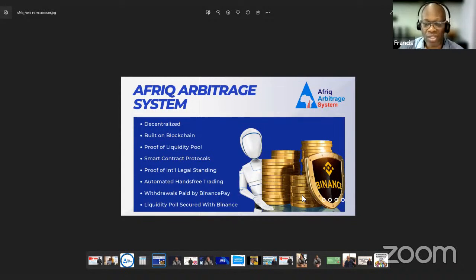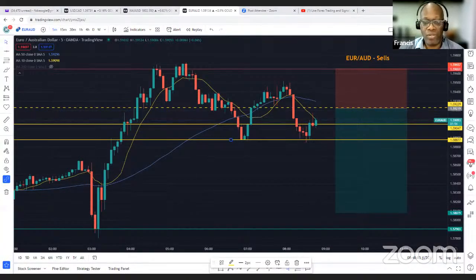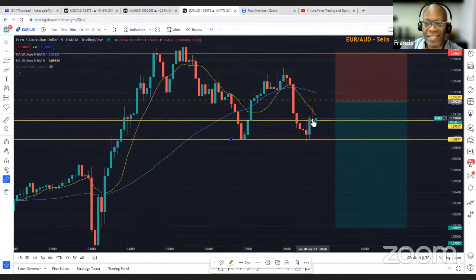Okay, let's go back to our chart. Okay, so we see the price has come back into that space, and we see from the last candle there is some kind of rejection. It's failing to go too far. So let's just see what happens.